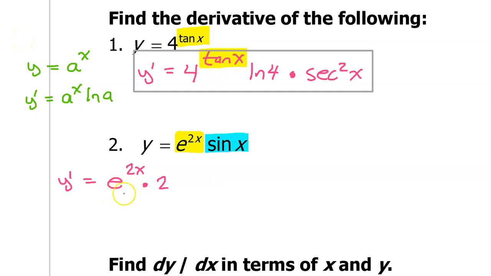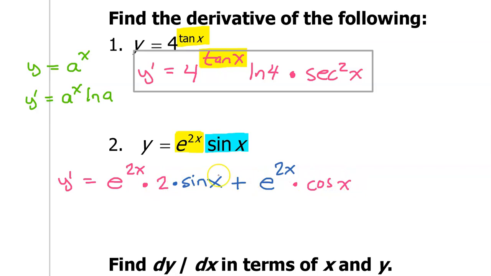So this is the derivative of the yellow function, and we multiply that times the blue function unchanged. And then you put a plus sign, and you go through it again. But the second time through, you leave the yellow function unchanged. So I'm just going to put e to the 2x power. And then you multiply by the derivative of the blue function. The derivative of sine is cosine. Whoops, cosine.